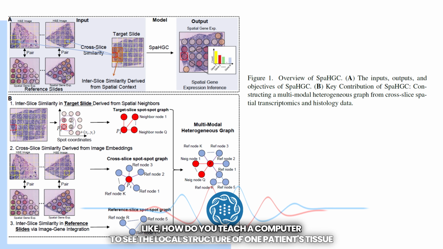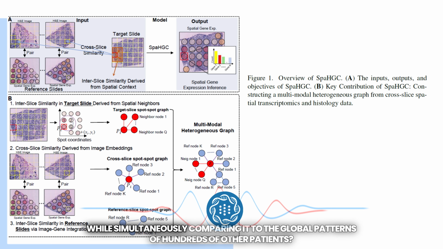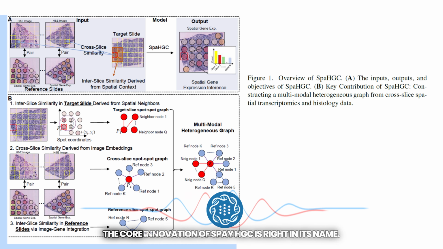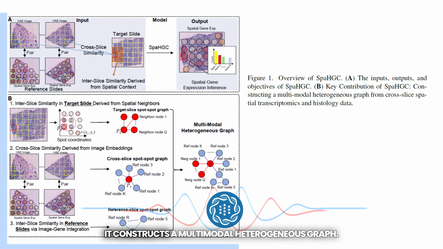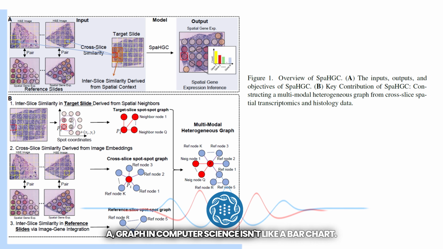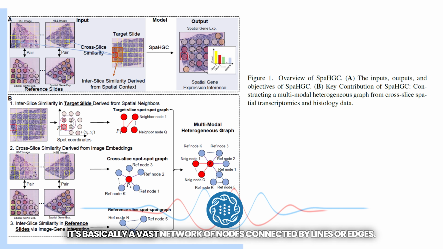Like, how do you teach a computer to see the local structure of one patient's tissue while simultaneously comparing it to the global patterns of hundreds of other patients? By building a completely new kind of map. The core innovation of SpaHGC is right in its name. It constructs a multimodal heterogeneous graph. We promised to keep this accessible, so let's translate that. A graph in computer science isn't like a bar chart, right? It's basically a vast network of nodes connected by lines or edges.